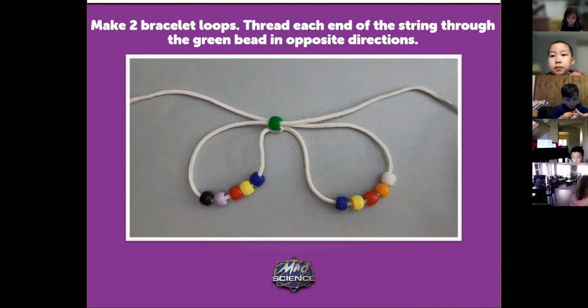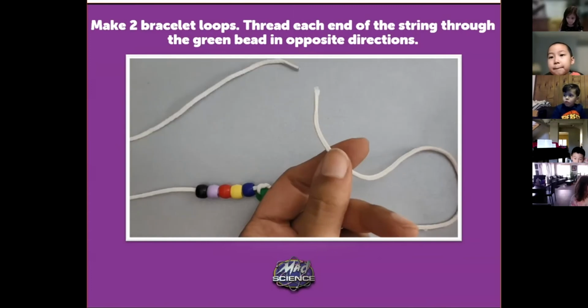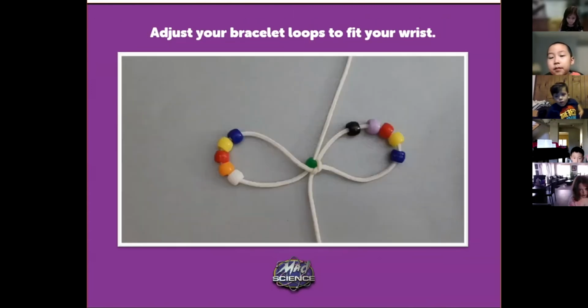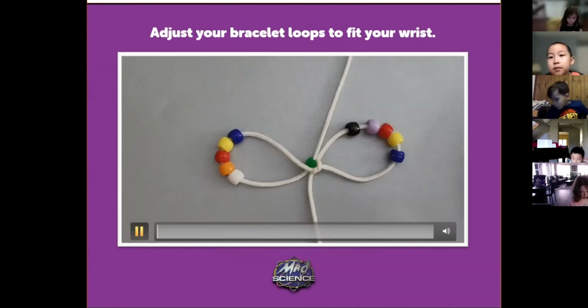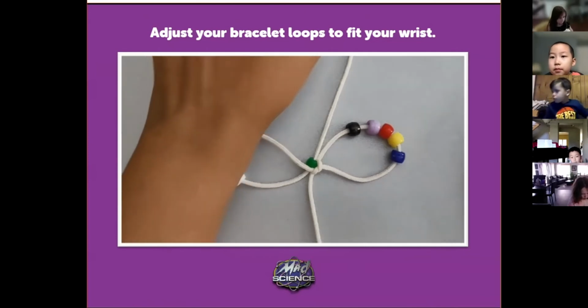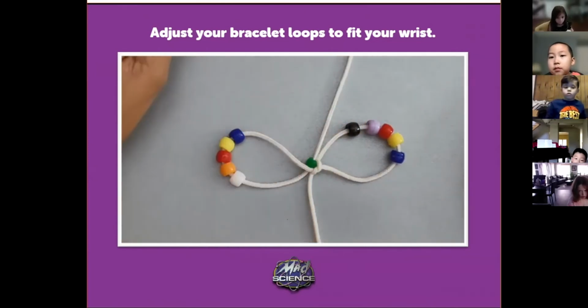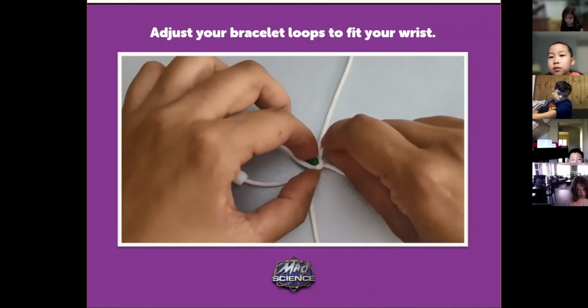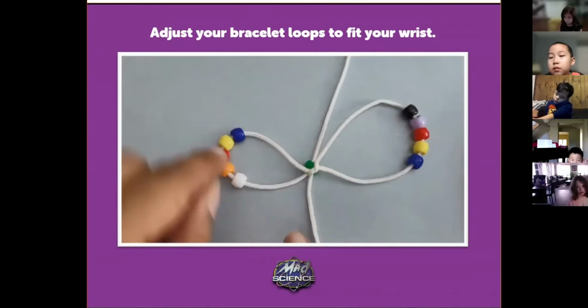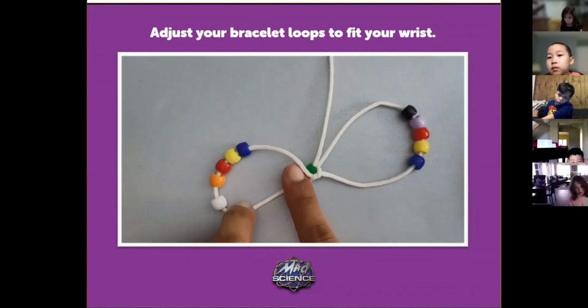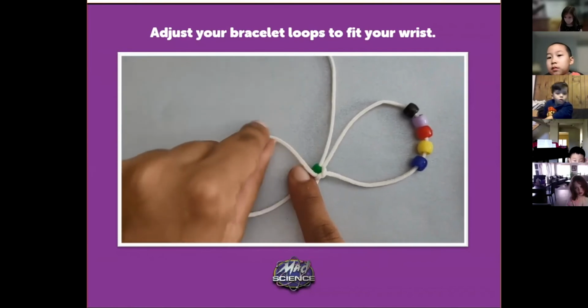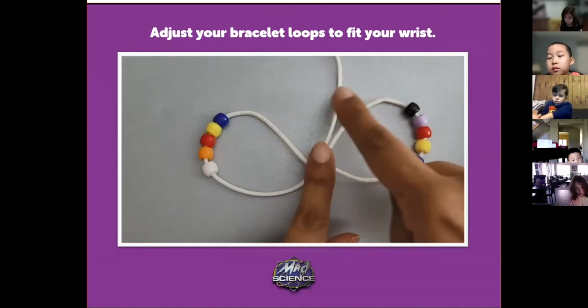And then the second last step is we want to make sure your loops fit your wrist. So this is a quick step. You just put your wrist inside the loops and make sure that they're fitting. You can adjust them very, very easily. You just pull on the ends. You see my loops were a little bit small. I'm making them bigger.